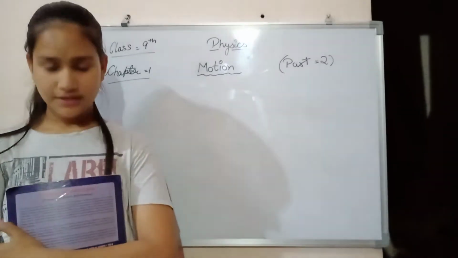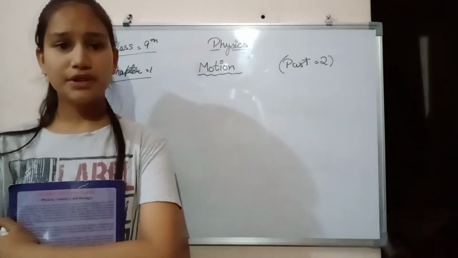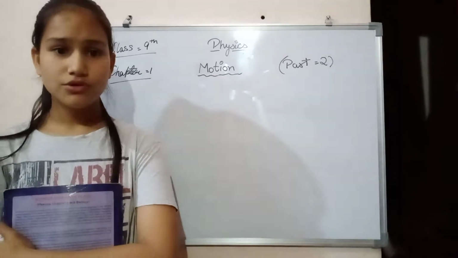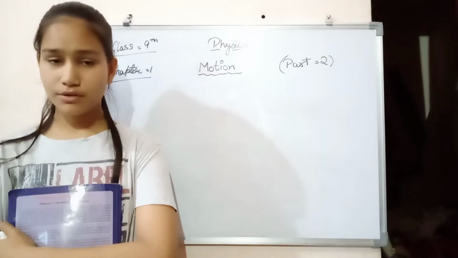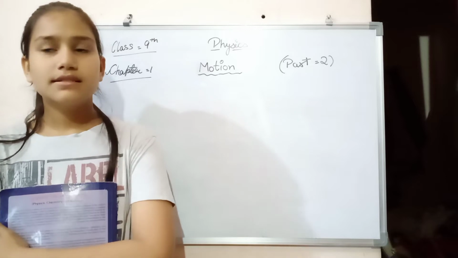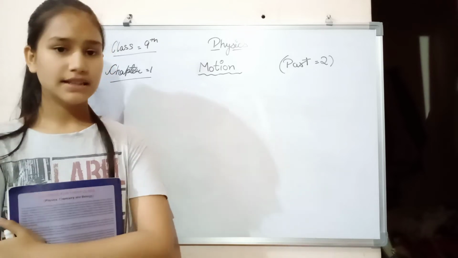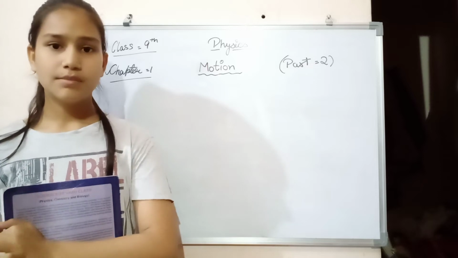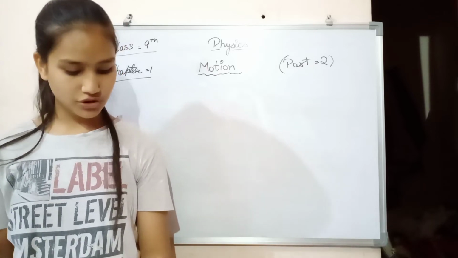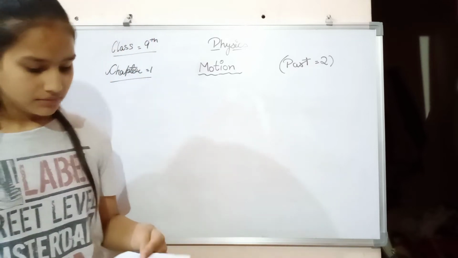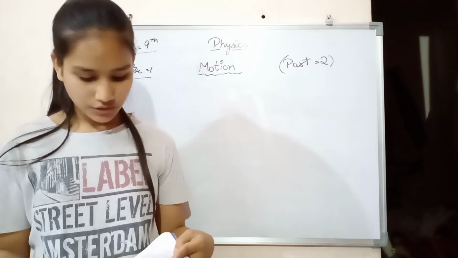Hello guys, I am Pavni Chaturvedi and in my previous video I have already discussed chapter 1, Motion, from the class 9th physics book. We have already discussed what is motion, what is displacement and what is distance. In this part I am going to discuss two topics, uniform motion and non-uniform motion, and speed. Let's start with uniform motion and non-uniform motion.